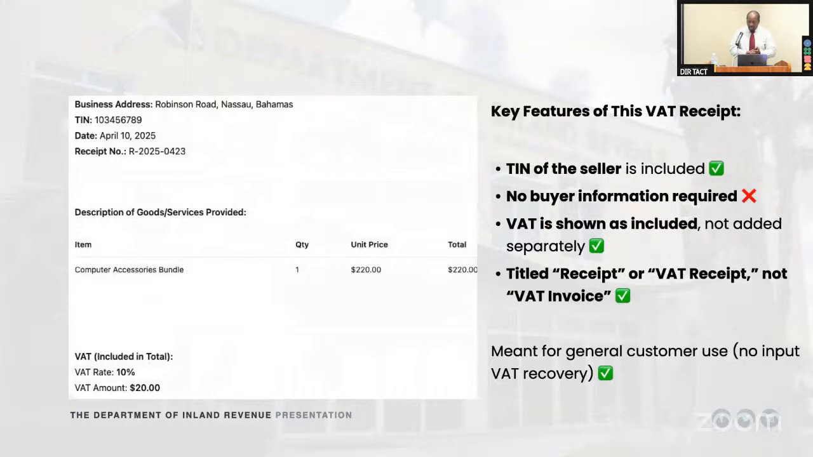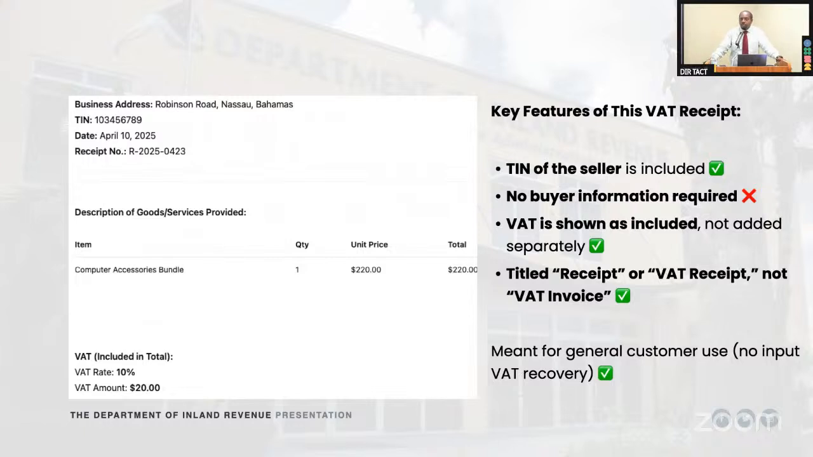So let's just take a look at an example. So with a VAT receipt, most likely a lot of the things are going to be the same, but you'll have the TIN of the seller. You won't have the buyer information, being you, the customer, because obviously you can take all our name and information just to put on a VAT receipt at the end of the day. The VAT will also still be shown. The title of the receipt will most likely, depending on the business, be a VAT receipt or it will say receipt, not a VAT invoice, and is meant just for general use.